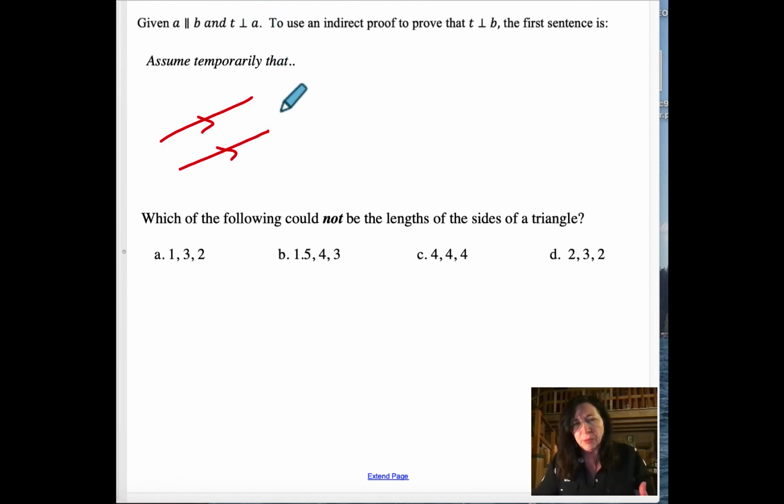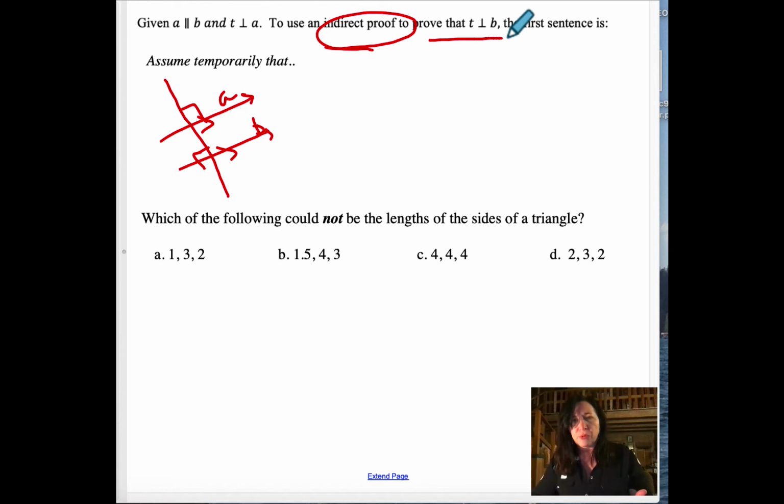T is perpendicular. So this was A, this is B. And it said T is perpendicular to A. Well, if that's going to happen, then guess what else is going to happen? This is going to be perpendicular. To use an indirect proof in order to prove that T, this is T, is also perpendicular to B, your first sentence is... So this is happening every single time.